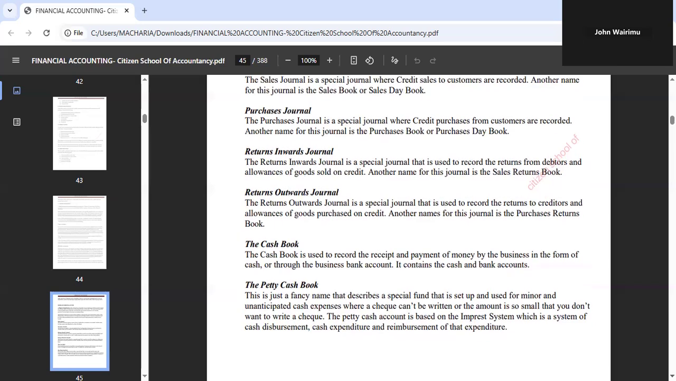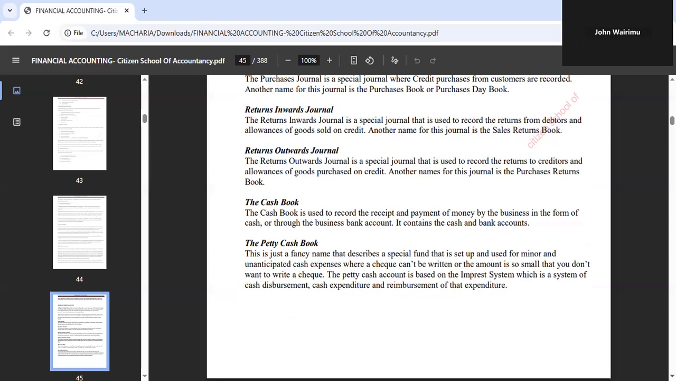The other one I had mentioned is the cash book. A cash book is used to record the receipts and payments of money by a business in the form of cash or through the business bank account. As we move on in this course, you are going to interact with so many of them. You're going to look at the cash book, the 2-column cash book, the 3-column cash book, and they are the way you can work and populate your data.